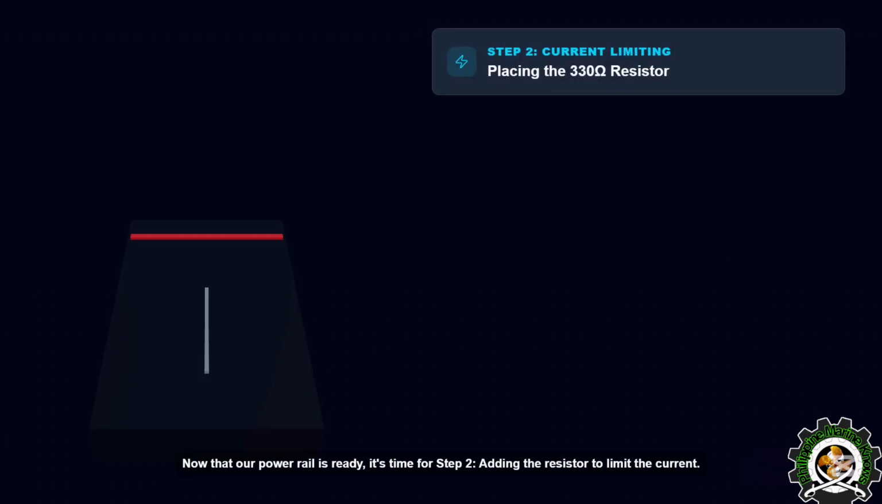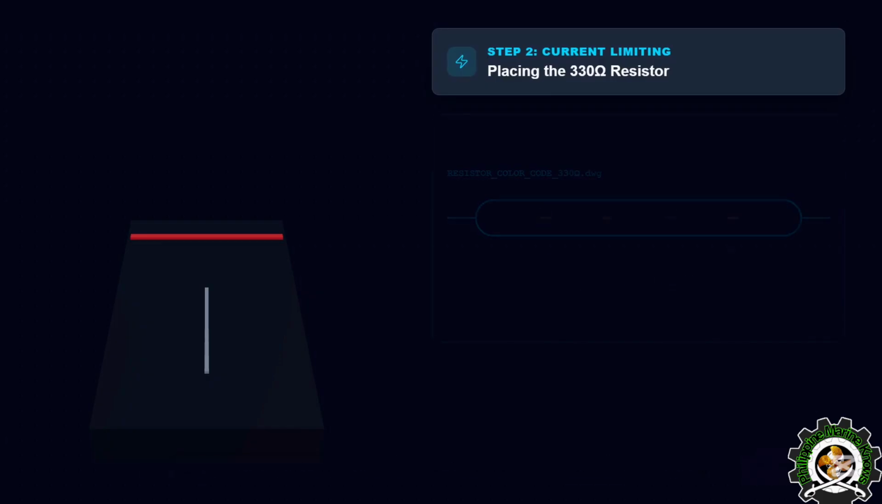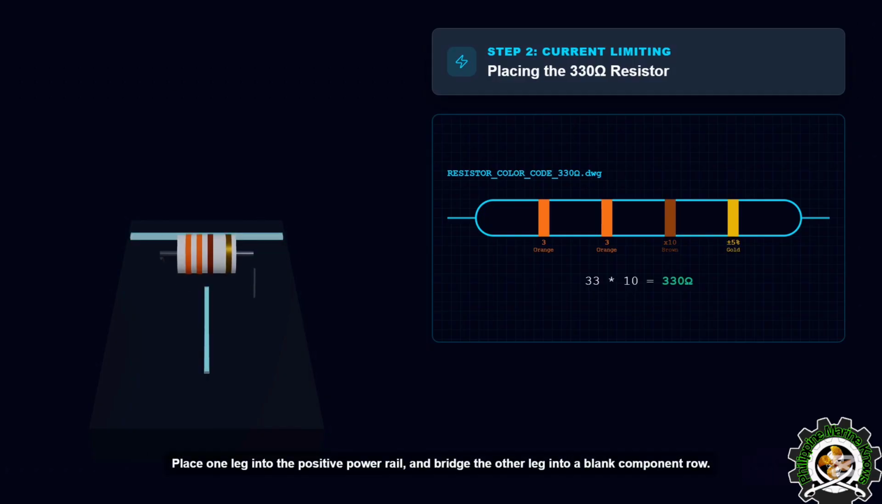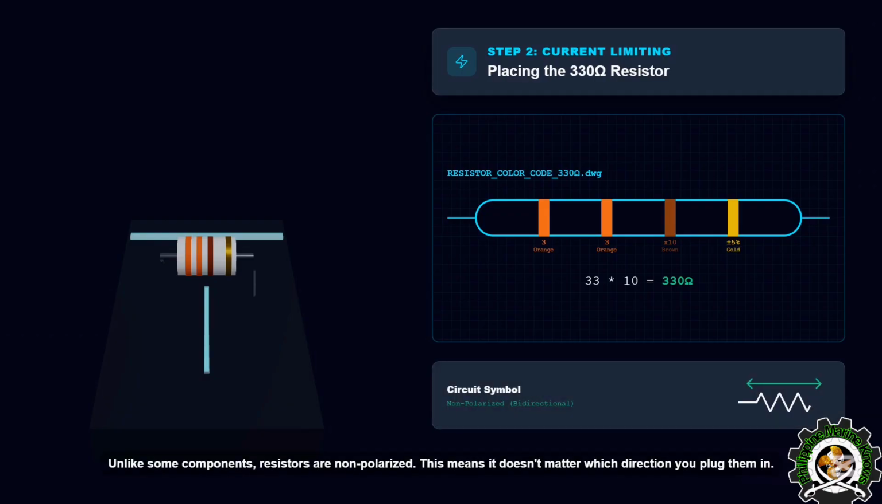Now that our power rail is ready, it's time for step 2, adding the resistor to limit the current. We calculated a need for a 330 ohm resistor. We verified this using its color bands, orange, orange, brown. Place one leg into the positive power rail and bridge the other leg into a blank component row. Unlike some components, resistors are non-polarized. This means it doesn't matter which direction you plug them in.